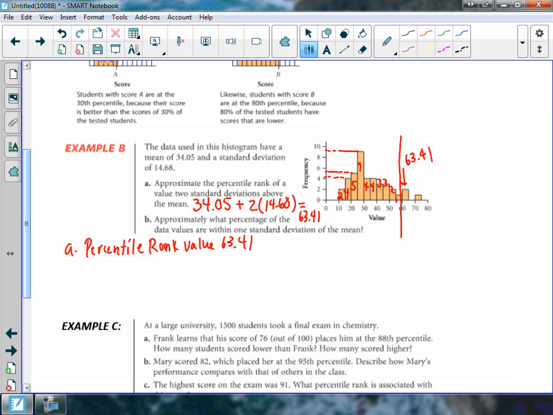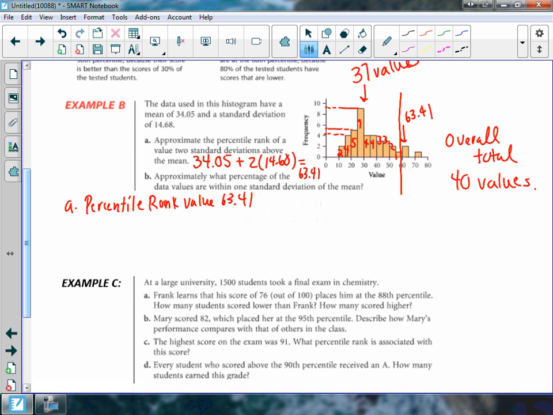I'm getting 37 total values inside this percentile rank. And then it looks like we have an overall total of 40 values. And so to find the percentile rank of 63.41, we would simply take 37 divided by 40. And we get a total of 92.5.